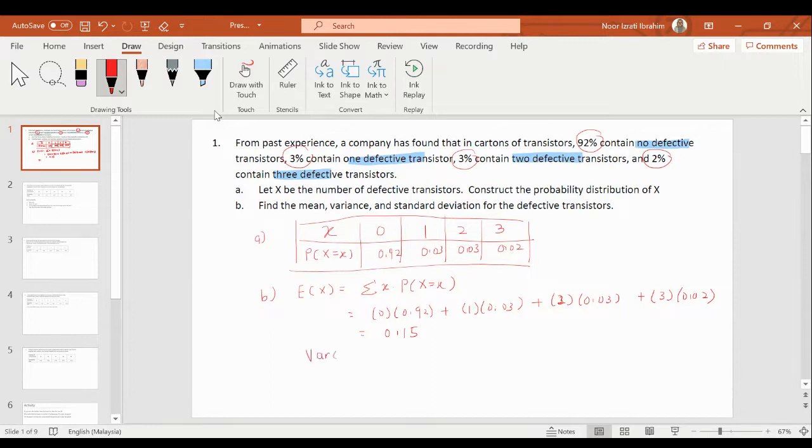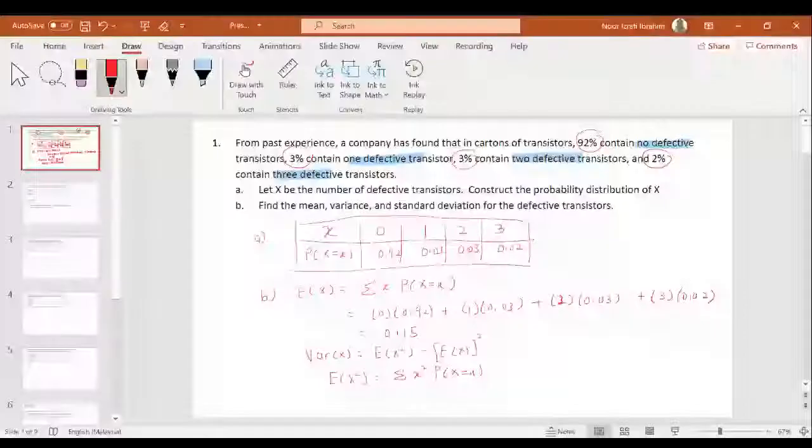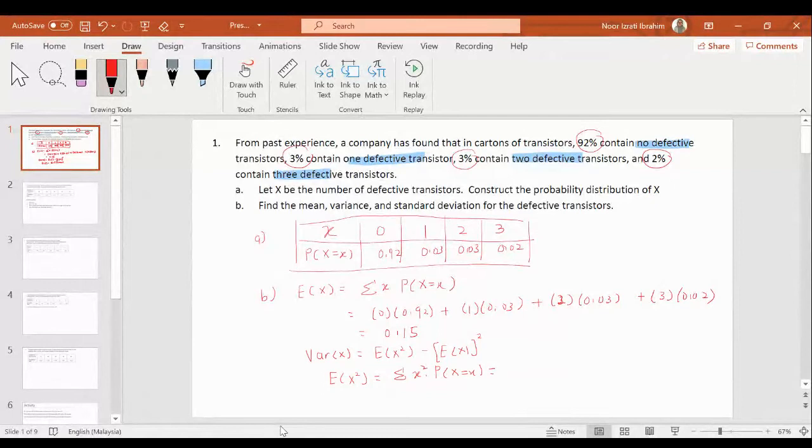To find the variance, the formula will be E of X squared minus E of X squared. So we have to find first E of X squared. How to find? It will be summation of X squared multiplied with probability when X equals to x. Here, you just square first each of the X and then you multiply with probability.